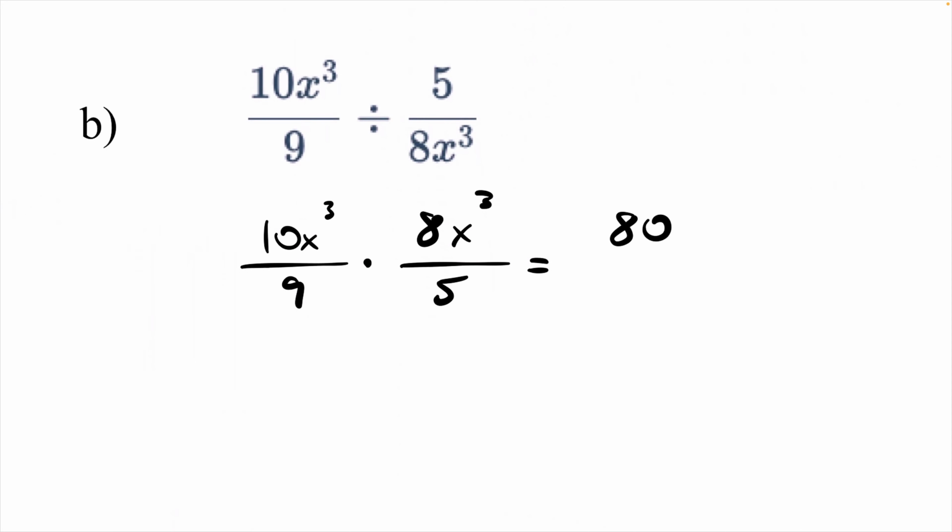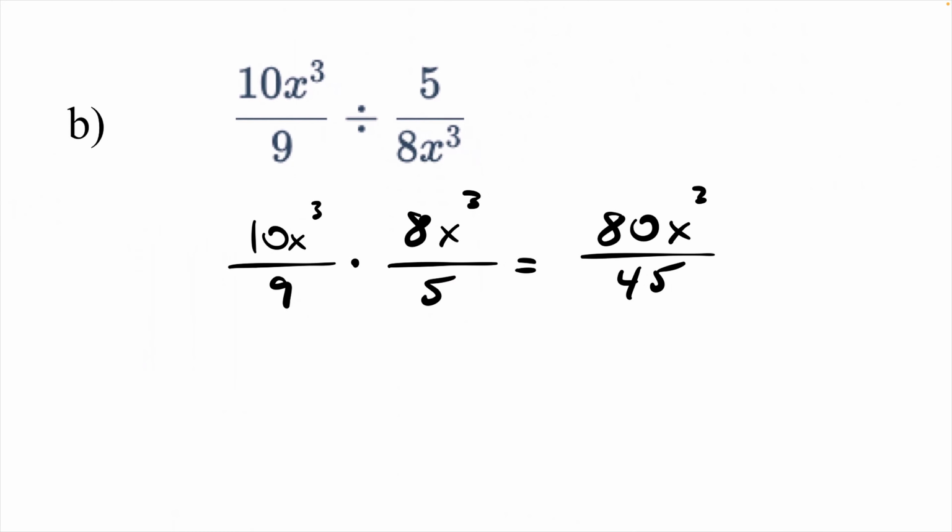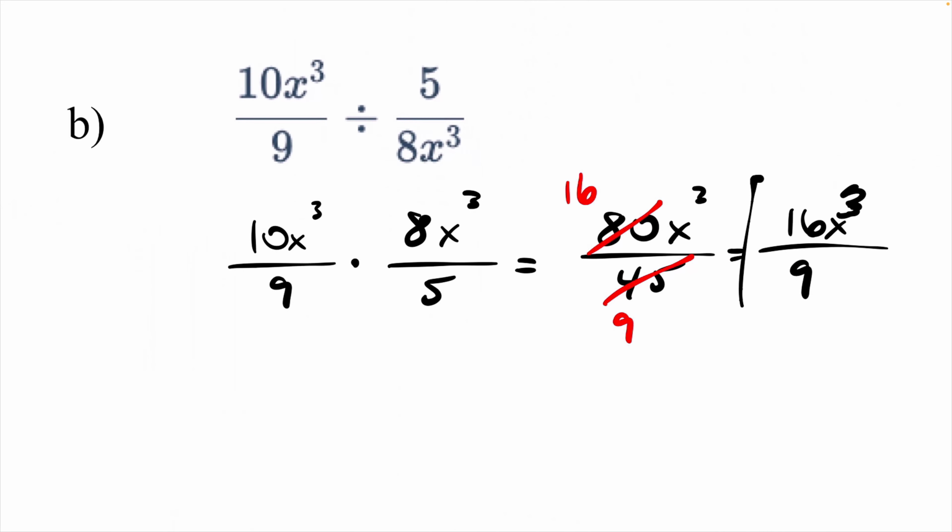So you get 80x to the third power over 45. I think you could divide them by 5. So that's 16 over 9. So you get 16x to the third over 9. Not too bad. Okay?